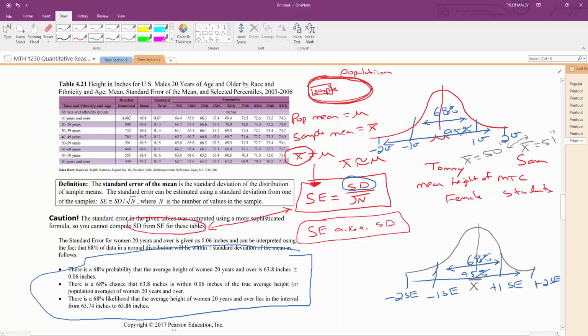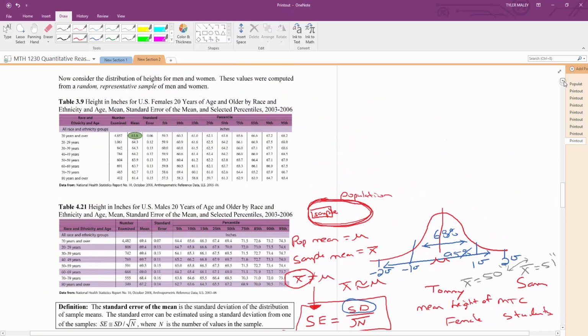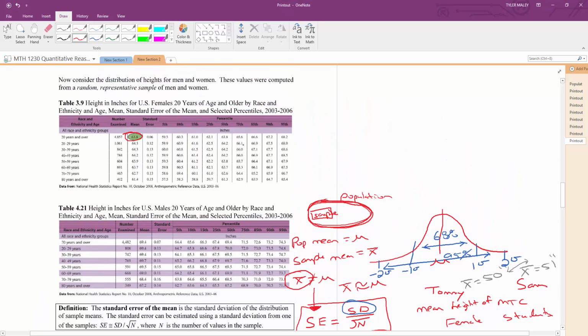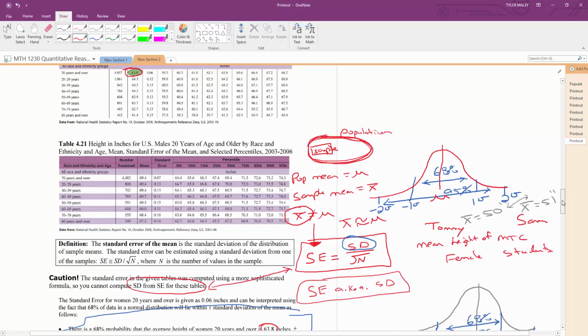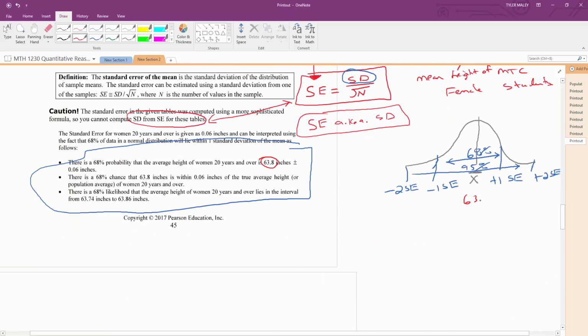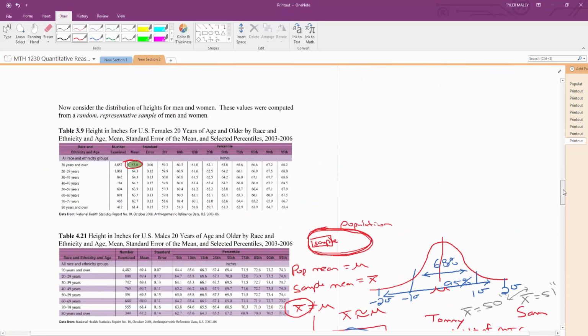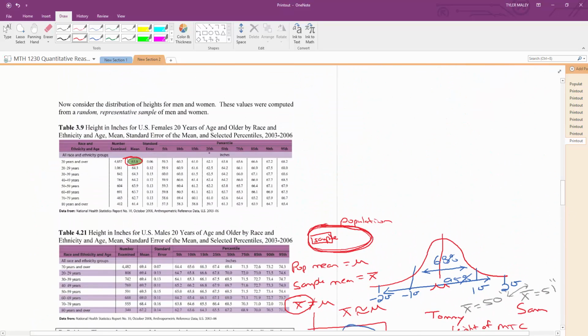Right, so what this is saying is, let me grab a different color. The average height of women is 63.8. That's what we were told. So if we look at the chart, 20 years old women, right here, 63.8, 20 years and over. So that's the mean. So this is 63.8. And then I can look up at the table and find the standard error, which is here, 0.06.